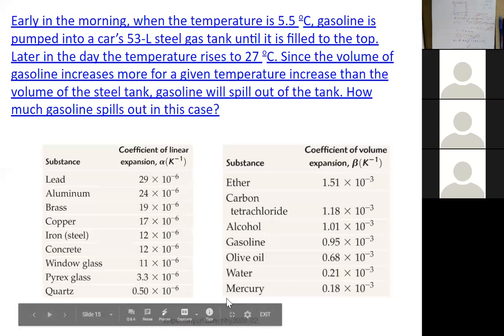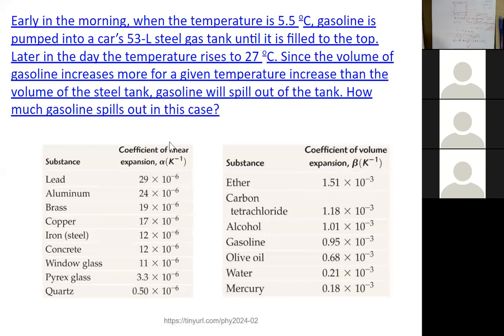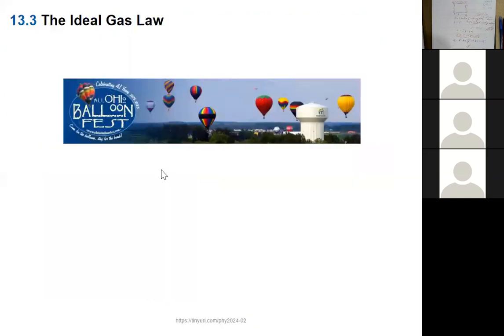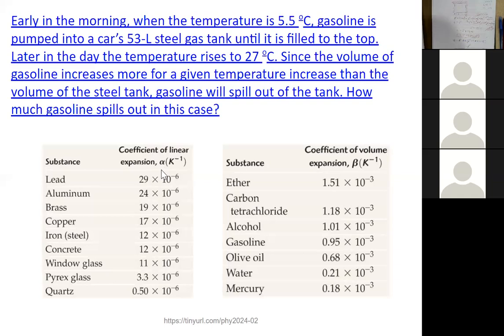Also keep in mind, of the two tables, this one gives you the coefficient of volume expansion already. This one just gives you linear expansion. So for volume expansion, you want to multiply these numbers by 3, because you are looking for the volume expansion.